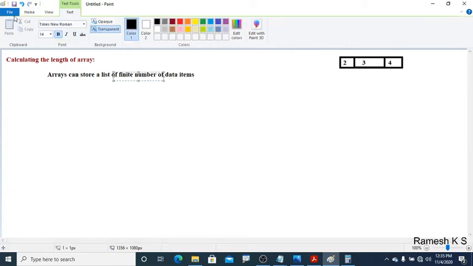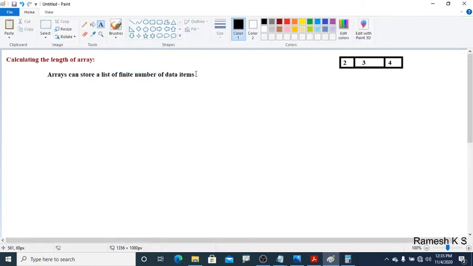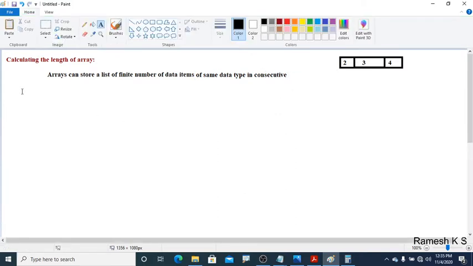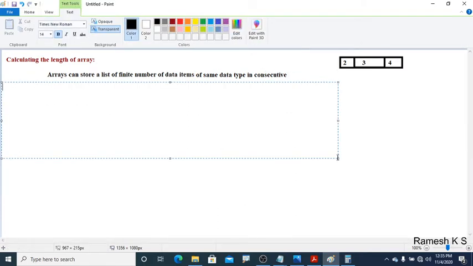An array can store data items of the same data type in consecutive memory locations.